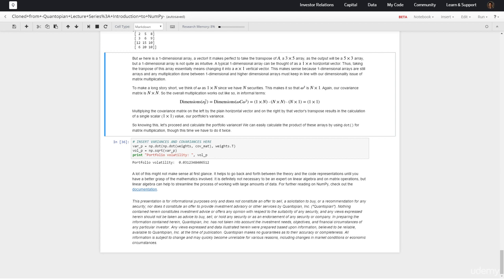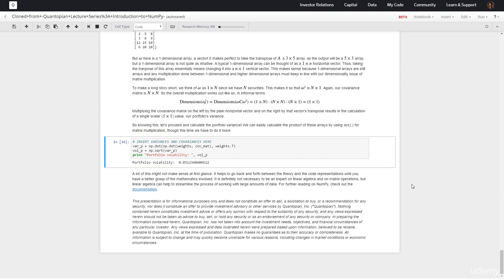So knowing this, let's proceed and calculate the portfolio variance. We can easily calculate the product of these arrays by using dot for matrix multiplication, though this time we have to do it twice. So for variance, within it we have the weights times the covariance matrix, and then we have a NumPy dot multiplication of the result of this, which is this part here, multiplied by the external one, which is this one here, and what you get is the actual variance of the portfolio. If you want to calculate the volatility or the standard deviation, you take a square root of that, and when you print the volatility, it gives you 0.03.